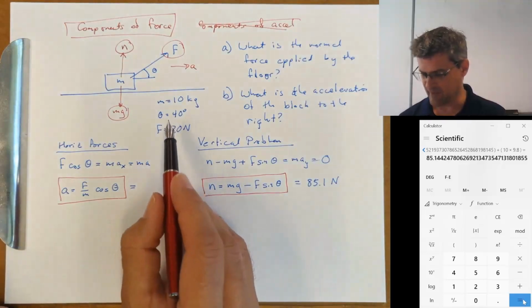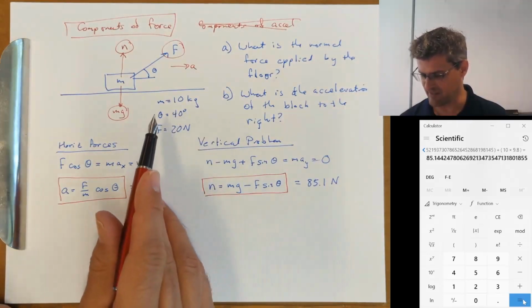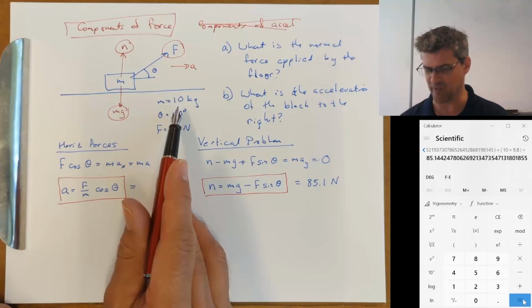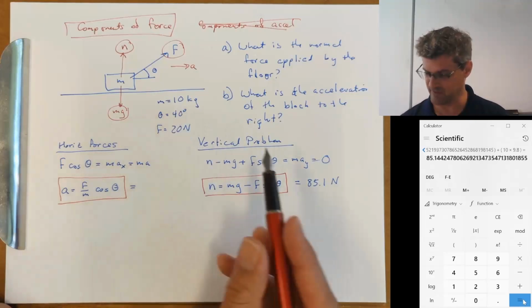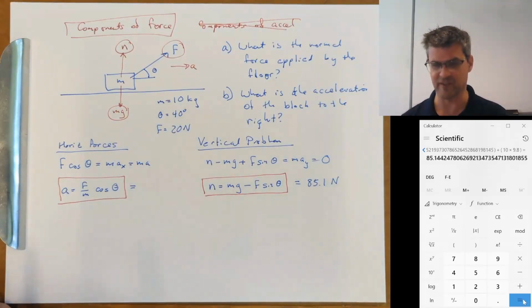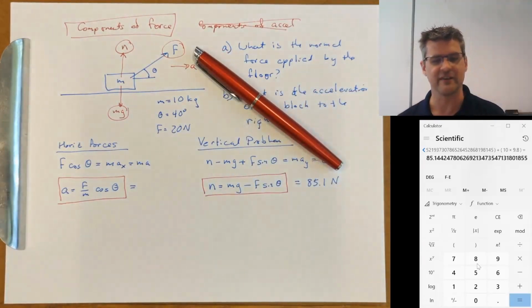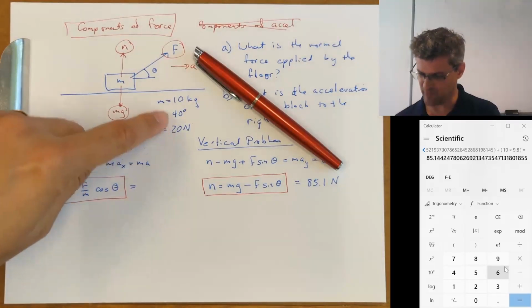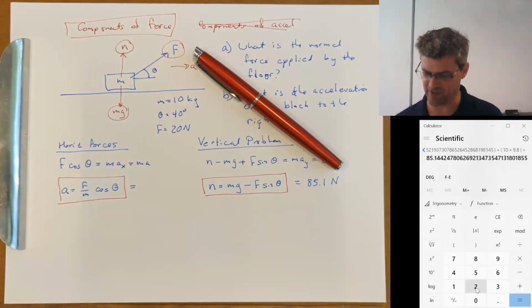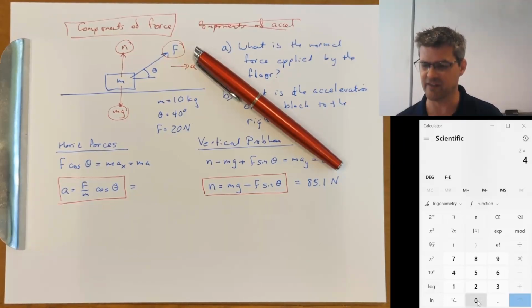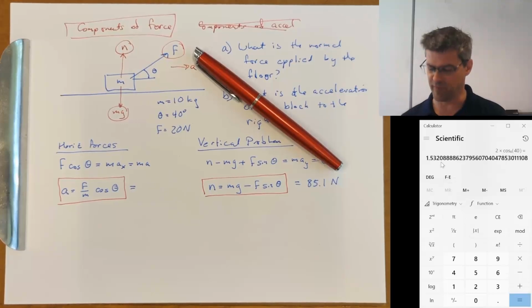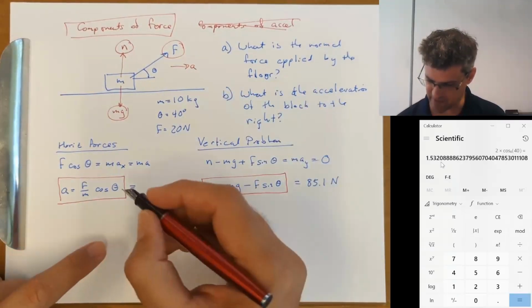Now normally, if g is just about 10, the normal force with nobody pulling on it would have been close to 100. We see that the normal force is smaller because of this F sine theta. What kind of accelerations are we going to have? F over m, 20 divided by 10 is just 2, times the cosine of theta, 1.53 meters per second squared.